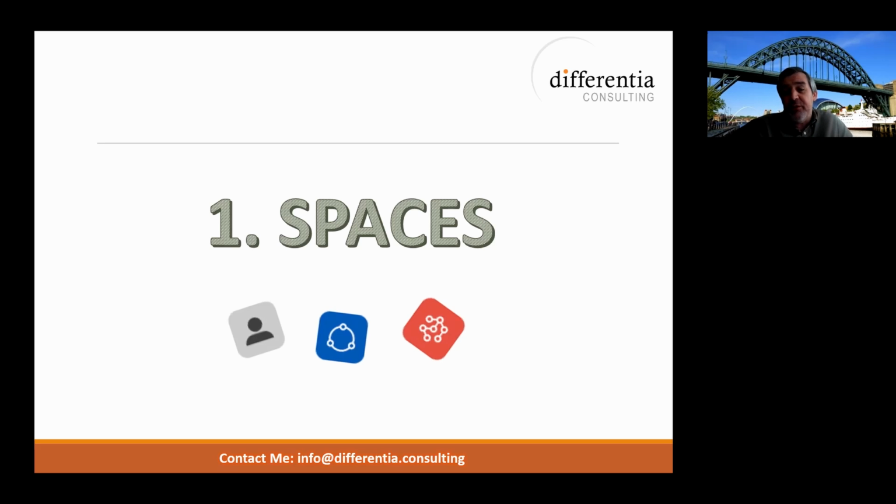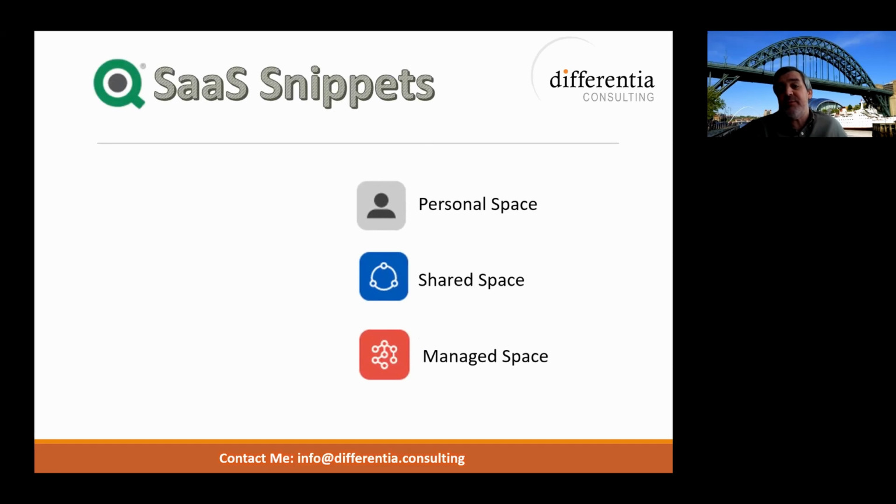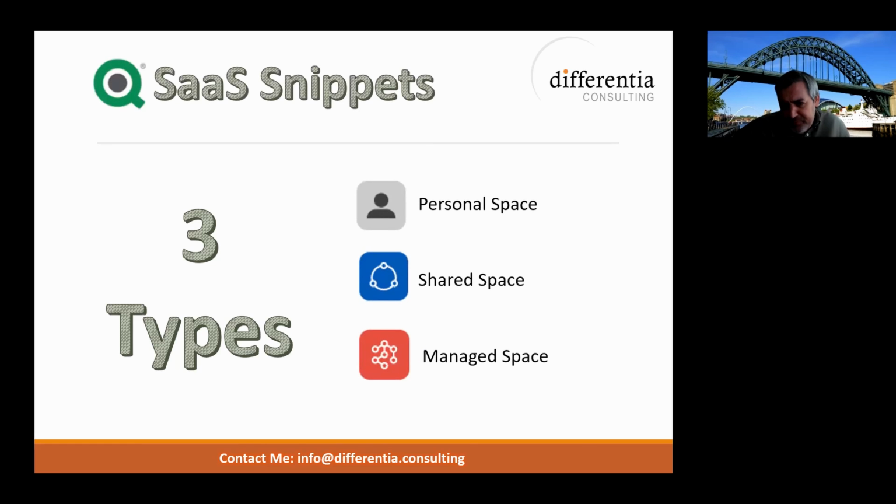So just as a quick overview, there are three types of spaces in SaaS. There is the personal space, there is the shared space, and there is a managed space. And like I say, they're all used for different things at different times. So this is really just to get a little understanding of what they're used for and how you can make the most out of the usage of them.